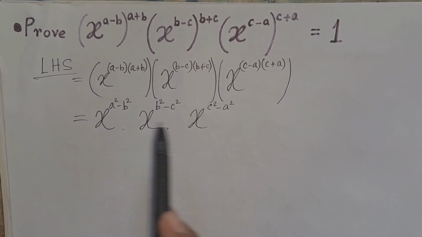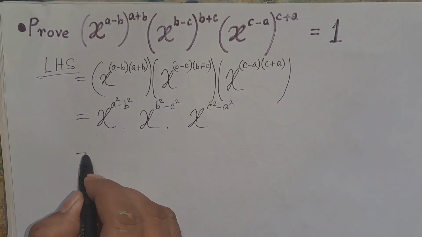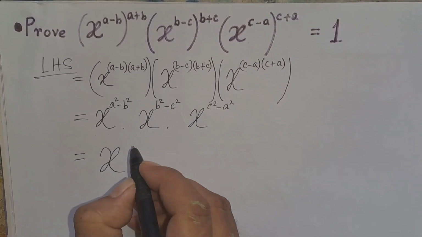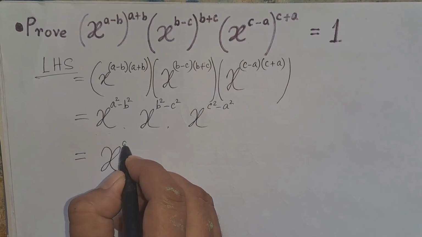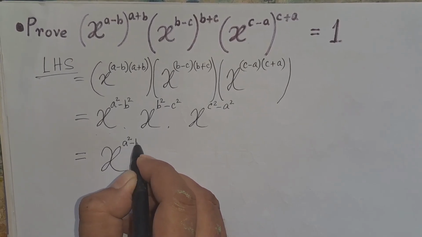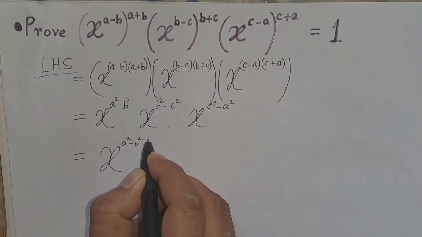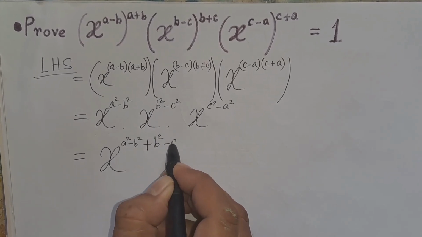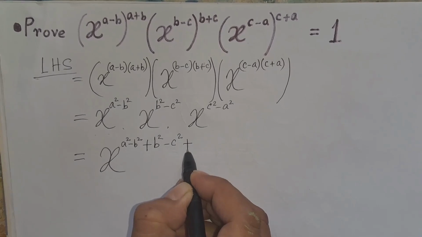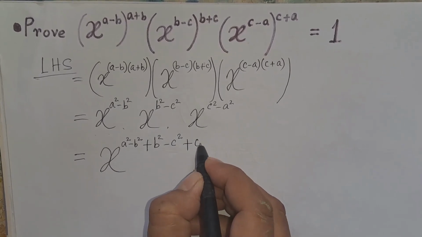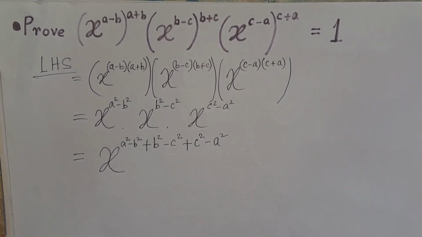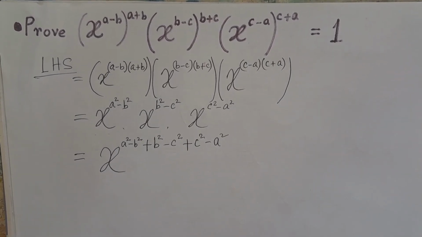So all the x's bases are the same x, so if the bases are the same, the powers are added. So x to the power a square minus b square, the first power, plus the second x's power, b square minus c square, sorry, and the third x's power is also added, c square minus a square. Now look at it very carefully.